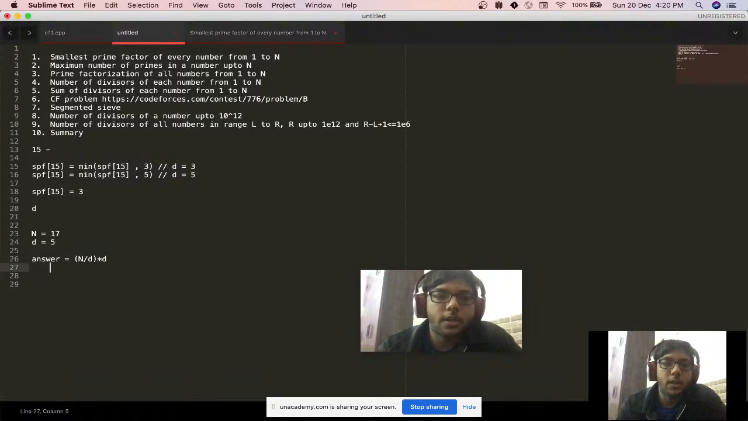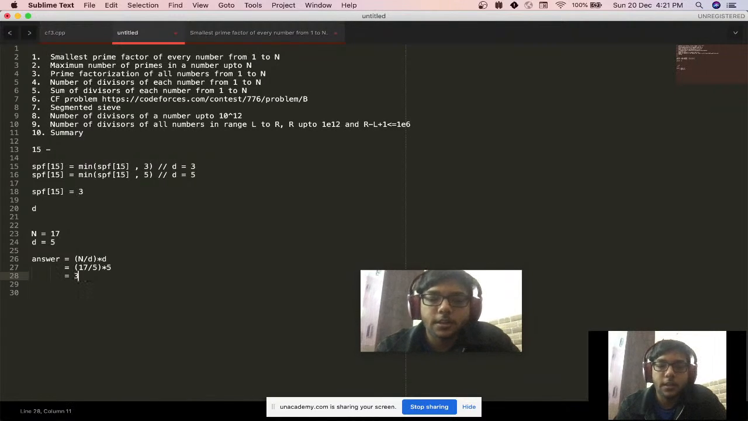Let us try running it on 17. 17 by 5 into 5. Okay, and that is 3 into 5, integer division, remember. That comes to 15. That's our answer, and yes, that is correct also.